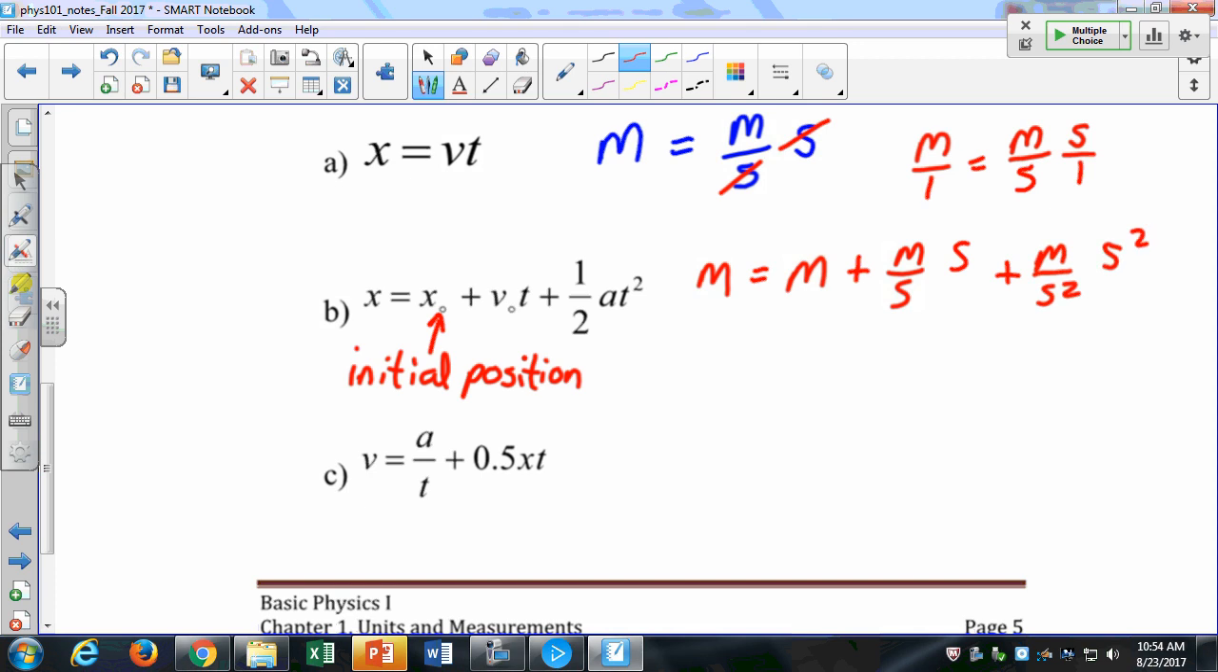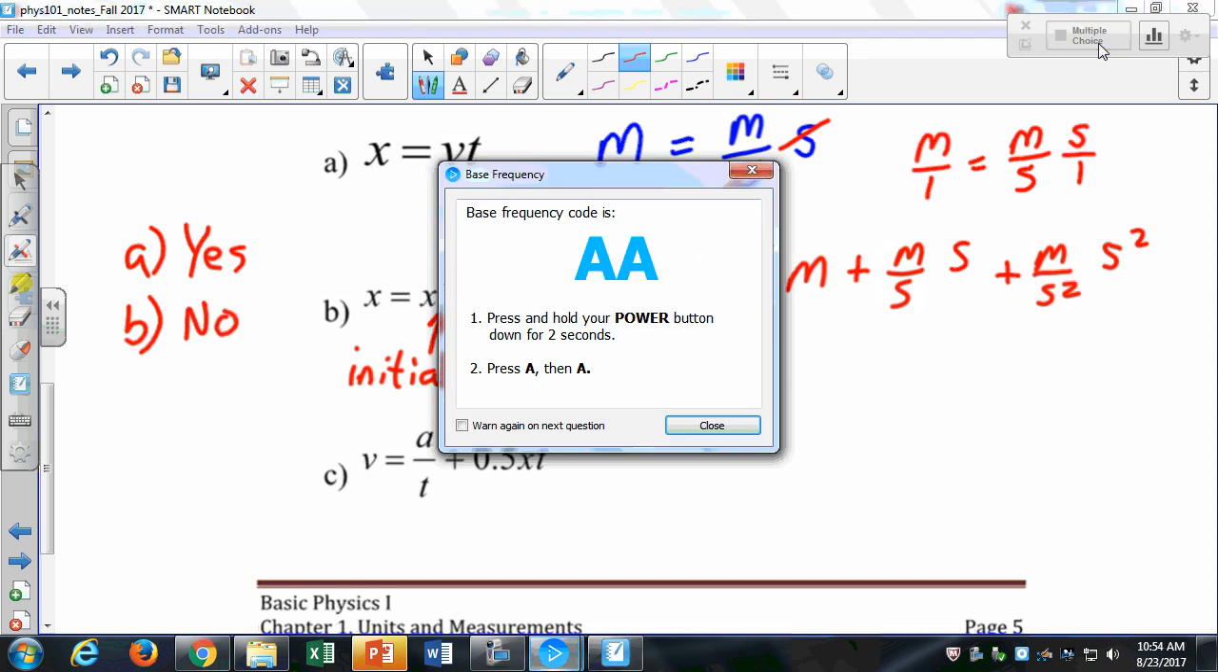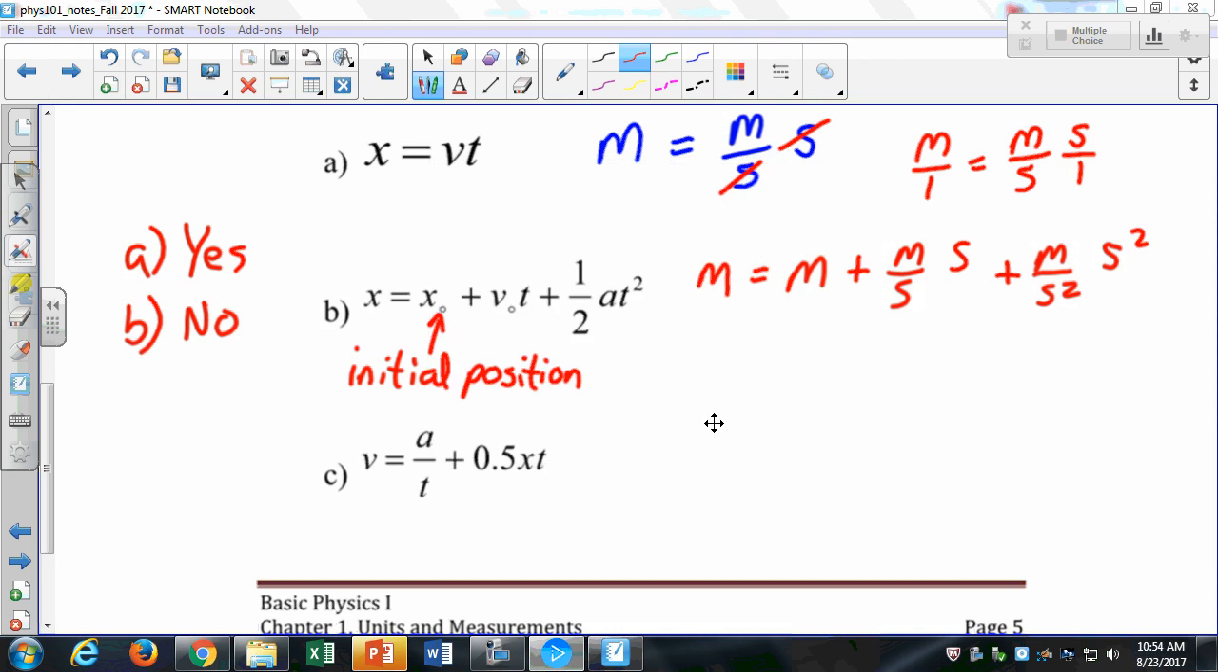So now I want to ask myself the question, is this equation dimensionally correct? And we're going to use our clickers. If you think yes, it is correct, then you put A. If you think it's not correct, then you put B.